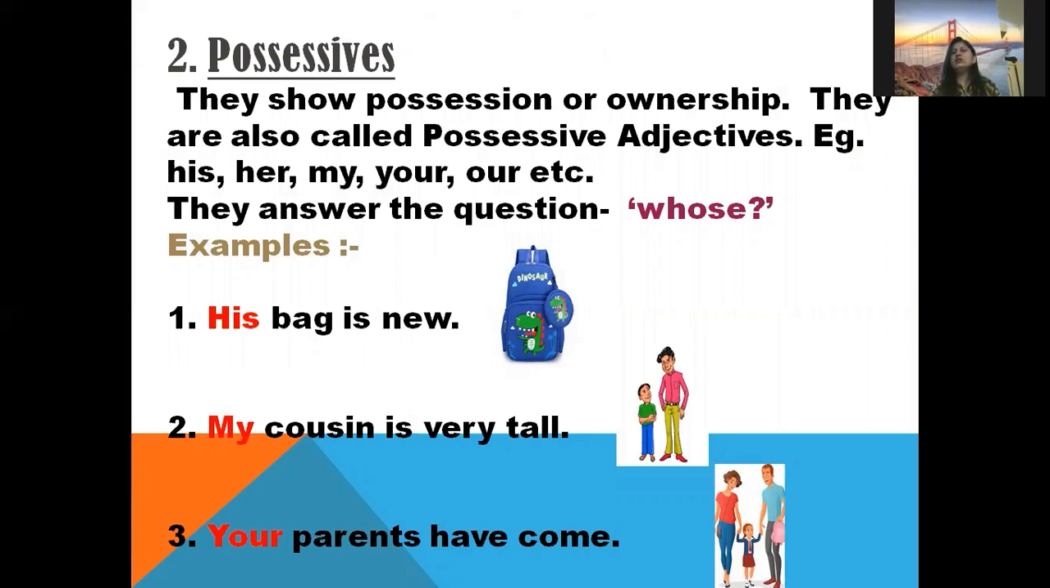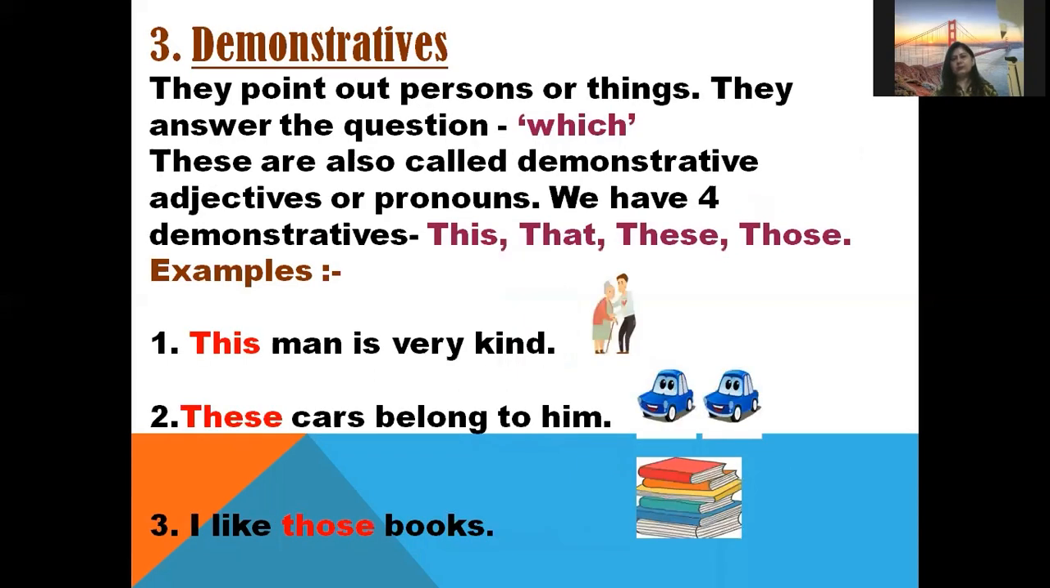His bag is new. So this word his is giving the answer of whose, that whose bag is new. His bag. My cousin is very tall. Whose cousin? My cousin. So this word my is a possessive. Your parents have come. Whose parents have come? Your parents. So this word your is also a possessive. So these words which show possession or ownership are called possessives, like his, her, my, your, our, etc.